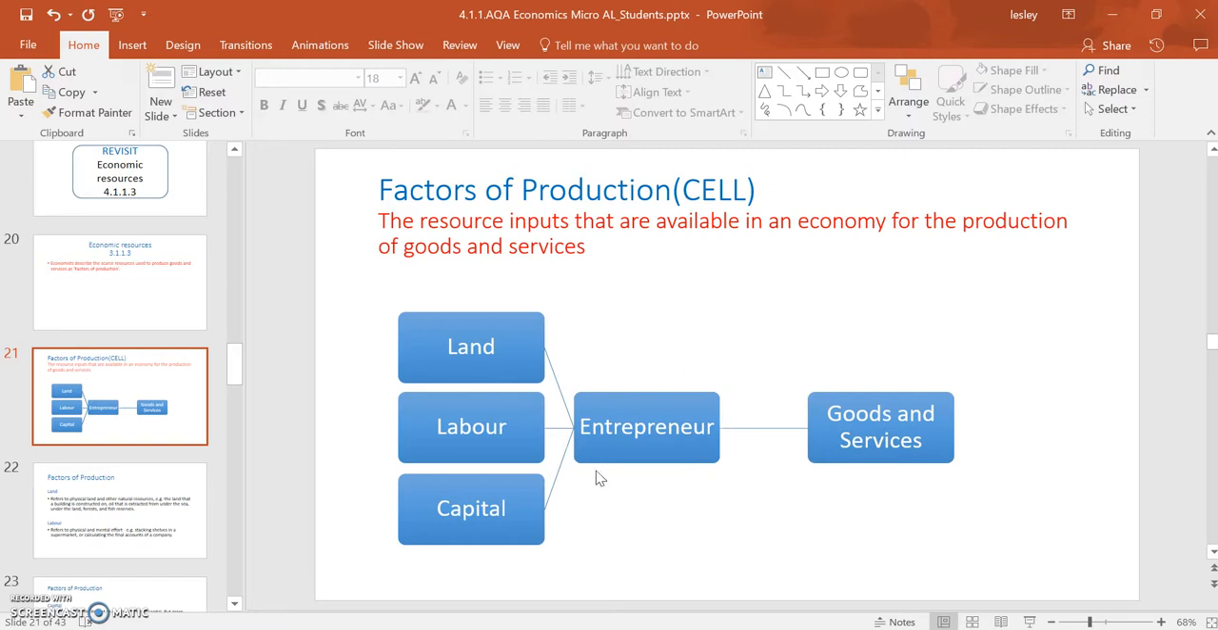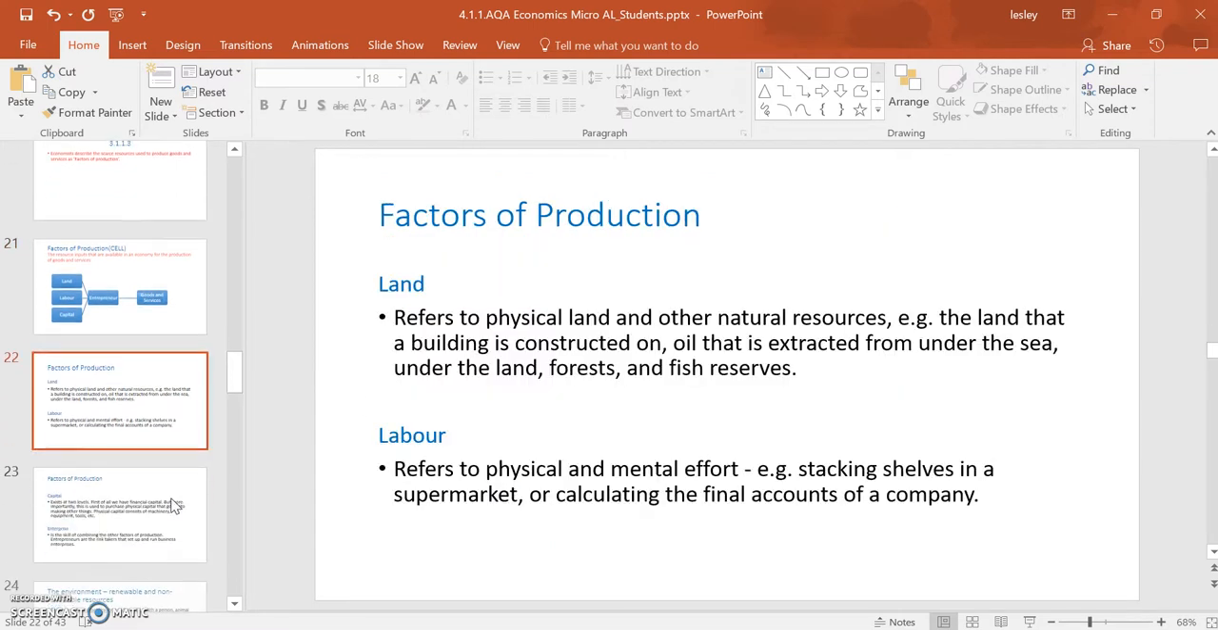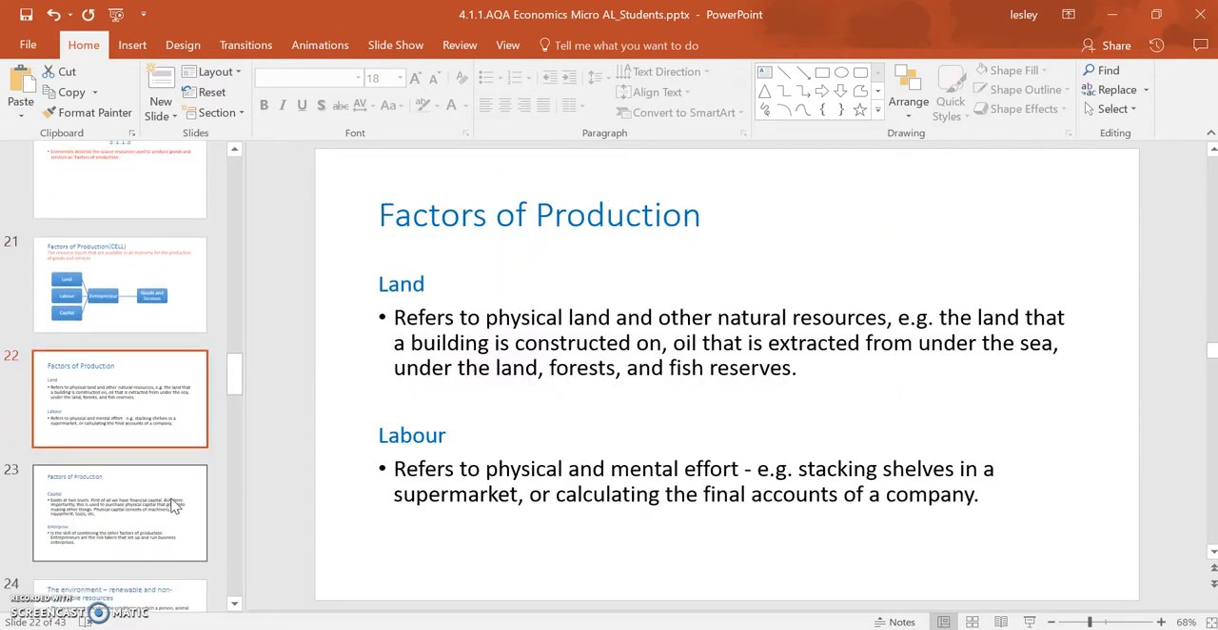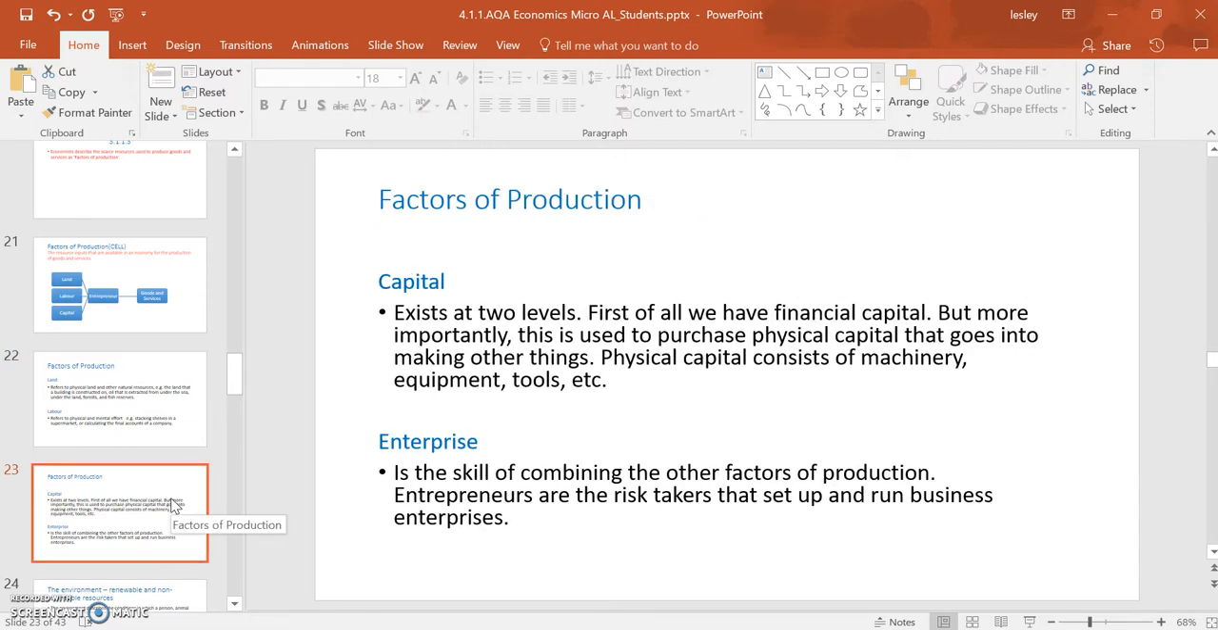Generally, entrepreneurial skill is kept to one side because it's the entrepreneur who will gather the land, the labour, the capital, and then provide the skill and the drive and the risk-taking to turn it into goods and services, to turn these three factors into goods and services. And there's some explanation as to what they are. So again, you can pause it and have a little look and see if you understand it and you want to write it down or not.